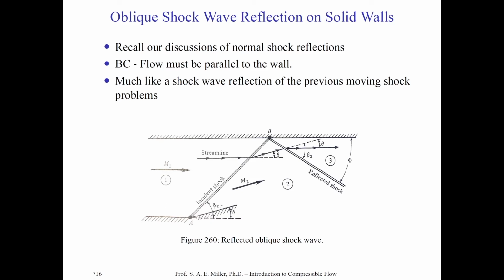The first one's beta 1, and the second one's beta 2. You'll notice that beta 2 is an angle with respect to the initial flow direction before the reflected wave, which is of course theta. So look at how we draw theta and beta 2 for the reflected shock wave. Indeed, there'll be another new angle we introduce called capital phi, which is measured from the original wall direction to the reflected wave.